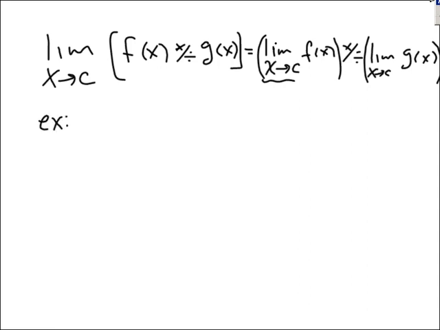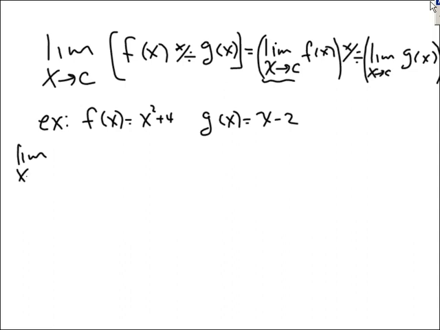Example, I can use the same functions if I remember them. f of x is x squared plus 4, and g of x is, I think it was, x minus 2. And we can find the limit as x goes to 5. It doesn't matter which value I use, but I'll use 5. The limit as x goes to 5 of f of x times g of x. Now, one way of doing this is to actually multiply those two, but you don't want to do that.